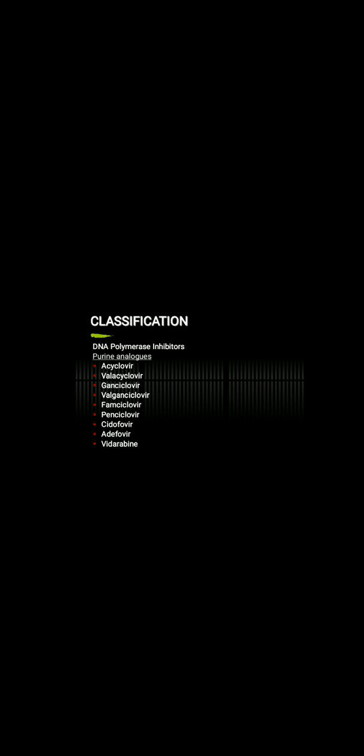First, DNA polymerase inhibitors. Means these are the drugs which inhibit or antagonize DNA polymerase enzymes, which are helpful for viral replication. And purine analogs: acyclovir, valacyclovir, ganciclovir, valganciclovir, famciclovir, penciclovir, these are the drugs. Then next drugs are pyrimidine analogs as per the chemical structure. Idoxuridine, the main important drug. Foscarnet.